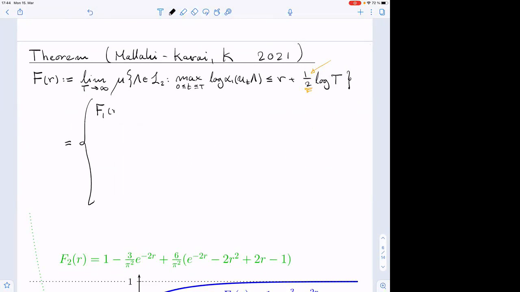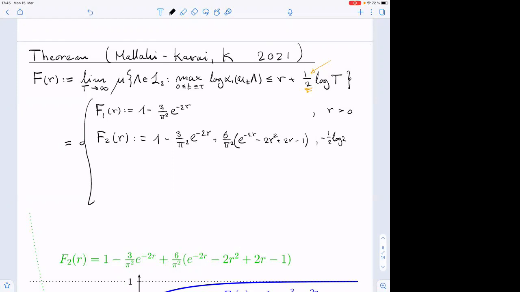So you get a function f1 of r, which is 1 minus 3 over pi squared e to the minus 2r. And this is the value of the function for all r positive. And then we get another function f2, which is 1 minus 3 over pi squared e to the minus 2r plus 6 over pi squared e to the minus 2r times minus 2r squared plus 2r minus 1. And this is true for r values between minus 1/2 log 2 and 0. And finally, for r values less than or equal to minus 1/2 log 2, we unfortunately can't tell you yet what happens.